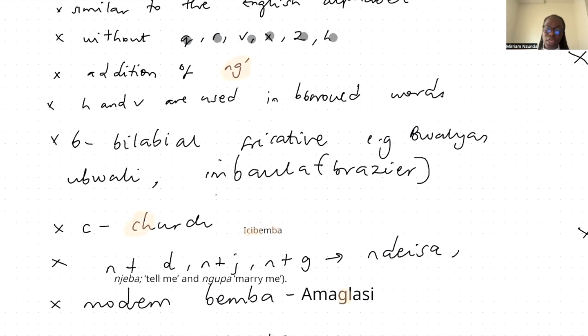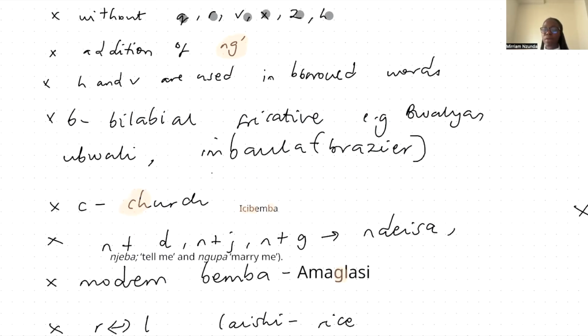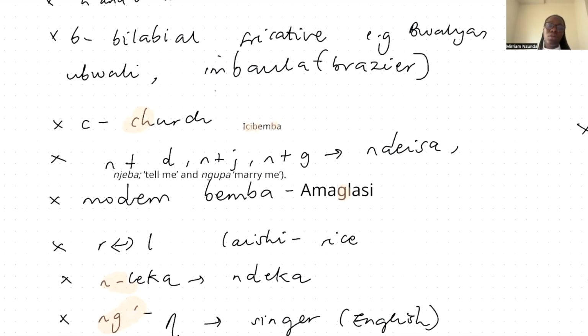And then the C letter in Bemba is usually pronounced with the CH sound, as in church. So when you have a word like Chibemba, the C is pronounced with the CH sound, the first B is the less pronounced B, and then the second B is more pronounced.